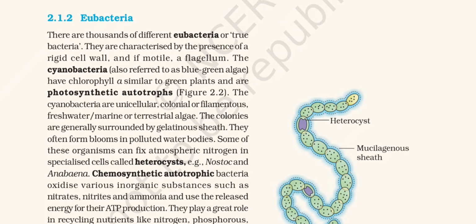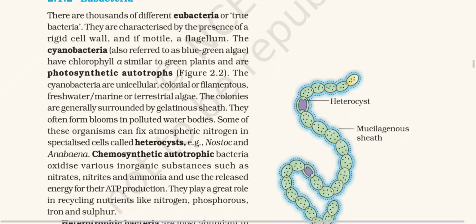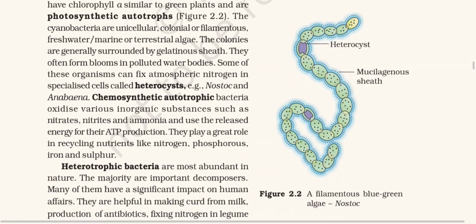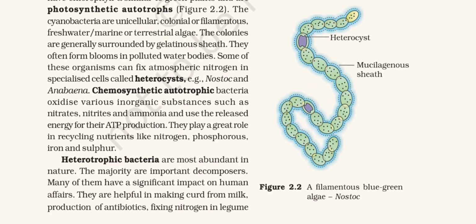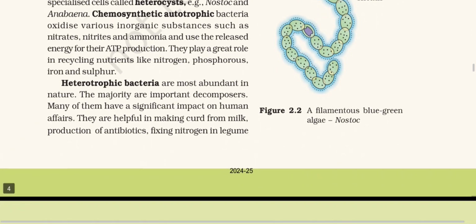Some of these organisms can fix atmospheric nitrogen in specialized cells called heterocysts, e.g., Nostoc and Anabaena. Chemosynthetic autotrophic bacteria oxidize various inorganic substances such as nitrates, nitrites, and ammonia and use the released energy for their ATP production. They play a great role in recycling nutrients like nitrogen, phosphorus, iron, and sulfur. Figure 2.2 A filamentous blue-green alga, Nostoc.